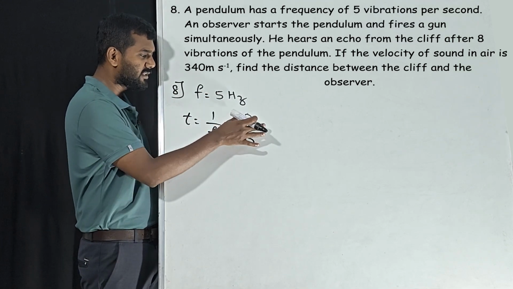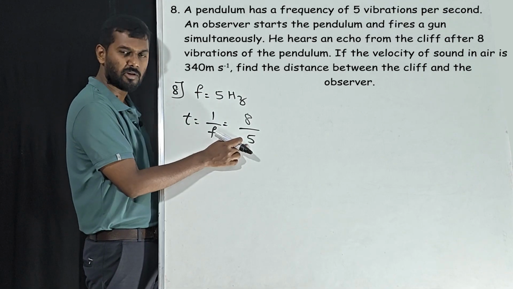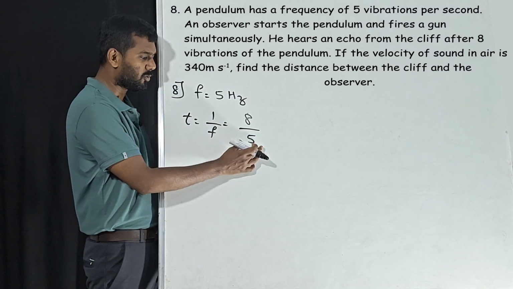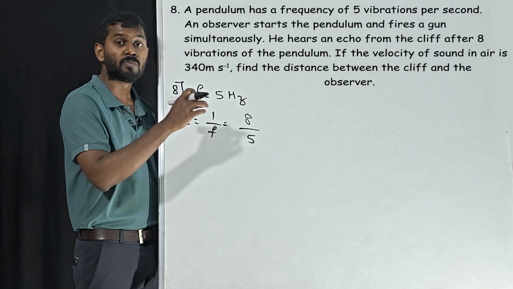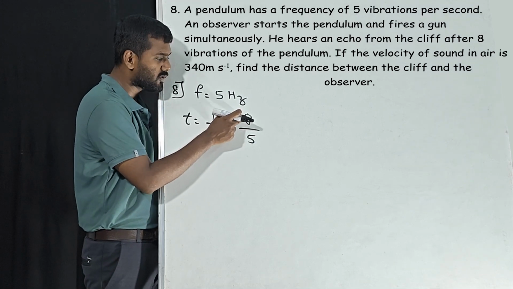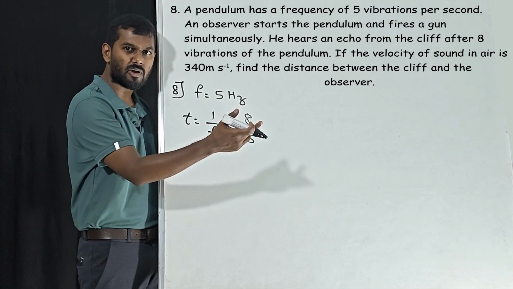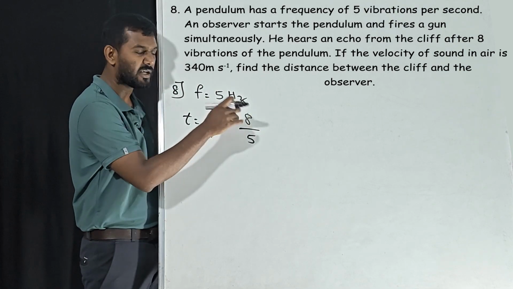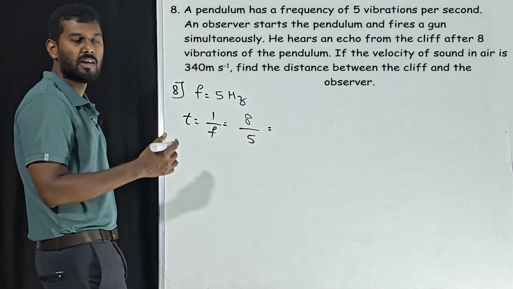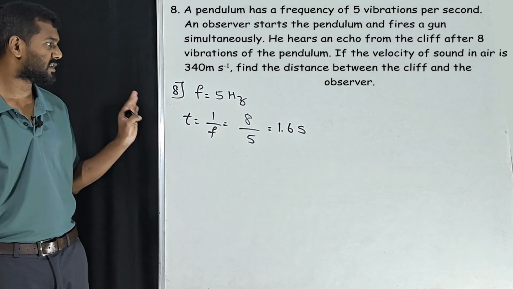Initially you need to write the proper. For 1 second how many vibrations? That is 5 vibrations. That you will write it in the denominator, because time and frequency are inversely proportional. So you write it in the denominator. After how many vibrations he had an echo? 8 vibrations. So extra vibrations are less than that. Okay, less than 5. More than 5 or less than 5 vibrations, you have to write it in the numerator. So here you are going to get the time value, that is 1.6 seconds. Now we got the time.